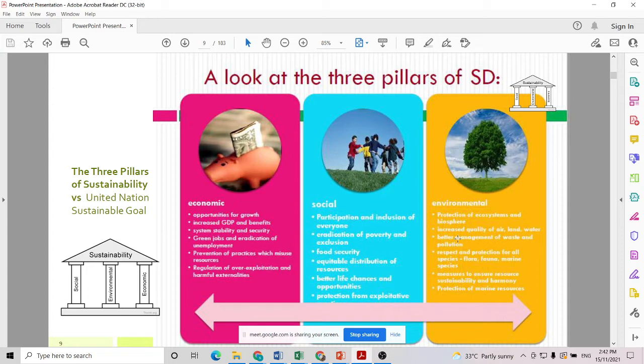In order to preserve them, the environment will also provide us with better quality of air, land, and water. So, better management of waste and pollution, and respect and protect all species: flora, fauna, and also those inside the aquatic. That preservation will ensure that your sustainability is in the right way. So that is the three pillars.